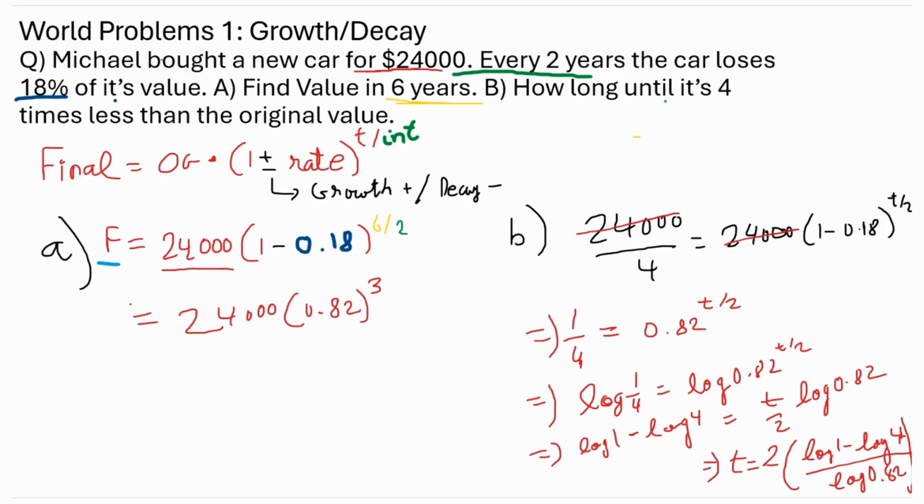The other question: how long until it's 4 times less than the original value? Our final is 4 times less than our original value, so it's 24,000 divided by 4 equals 24,000 times 1 minus 0.18. The thing we're looking for in this case is t. After simplifying, we get this equation: 1 over 4 equals 0.82 to the power of t over 2. It's just one of those exponent questions that don't have the same base, so we log both sides and solve for it. All this stuff we've done already.